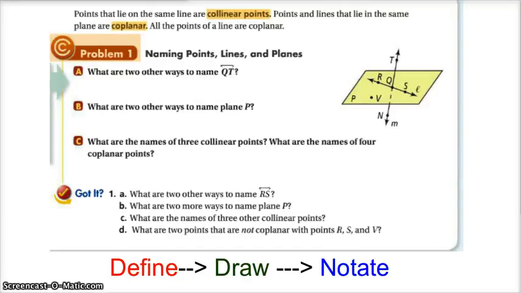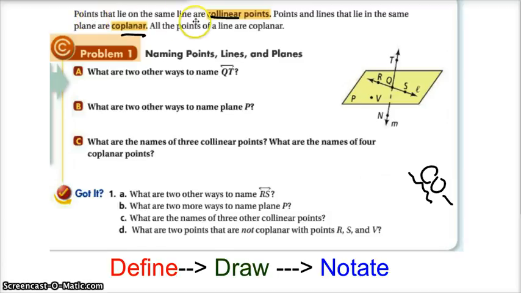Last couple, I think. Collinear and coplanar. Both of these words begin with this prefix co, meaning altogether. So collinear, on the same line, coplanar, on the same plane. Let me read this real quick.